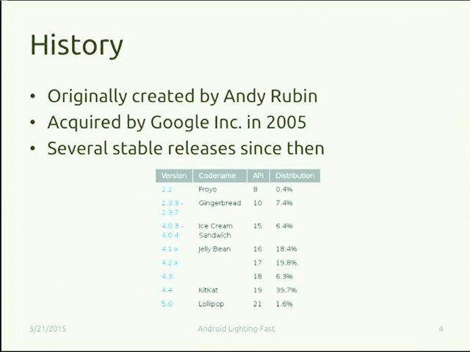Some very short history. Android was born as an initiative for creating an open source smartphone system, which was initiated by Andy Rubin about 10 years ago. It was acquired at some point in 2005 by Google. And since then, there have been many stable releases, the most notable starting from Froyo, which is version 2.2, and going up to the current one, which is 5.1, I think. No more 5.0, it is 5.1, which is coming.